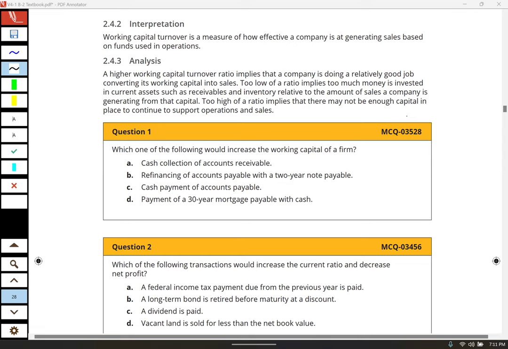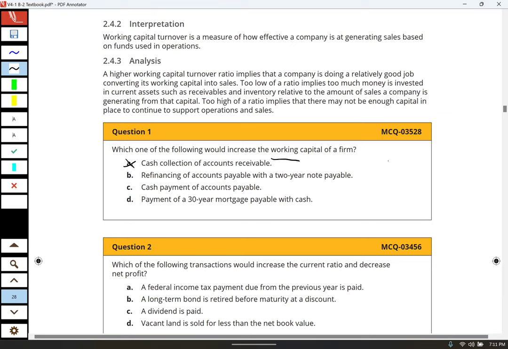Which of the following would increase the working capital of a firm? And this first one, I guess this is a good question. Cash collection of accounts receivable. No, you're just trading one current asset for another, right? Okay. Cash payment of accounts payable. You're simply reducing both the numerator and the denominator of the current ratio. So that's not going to help.